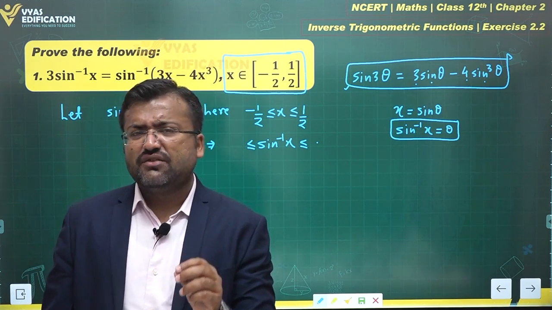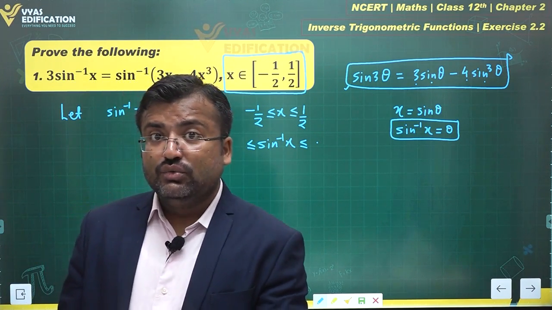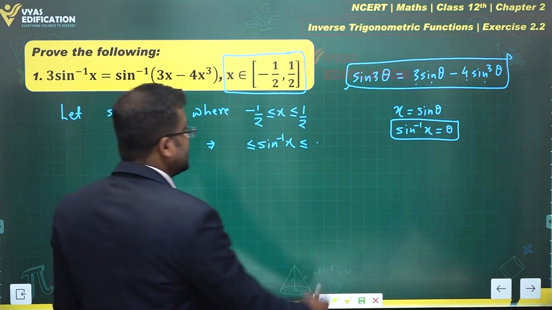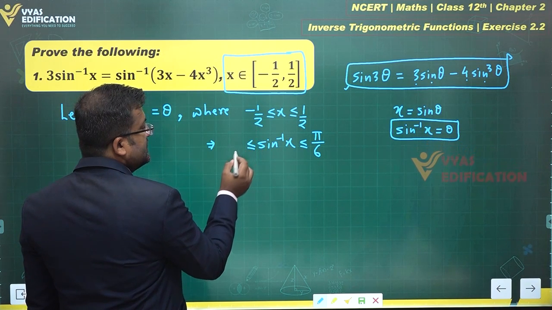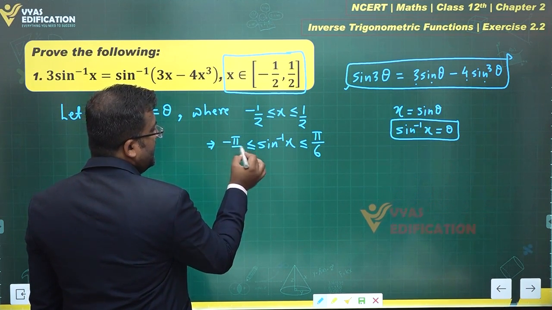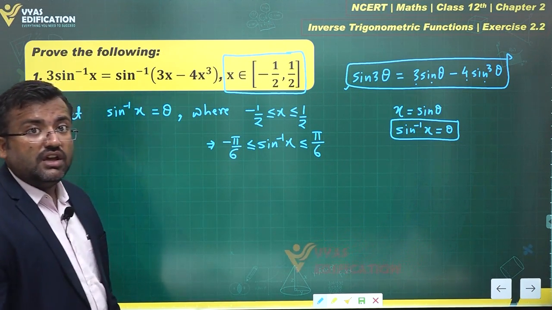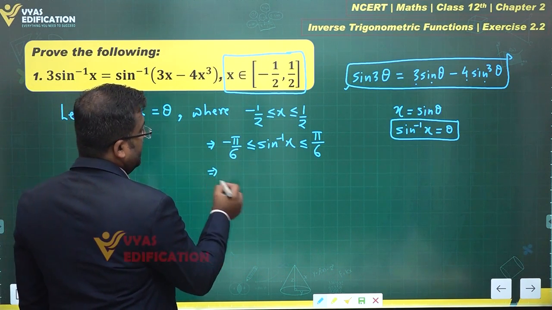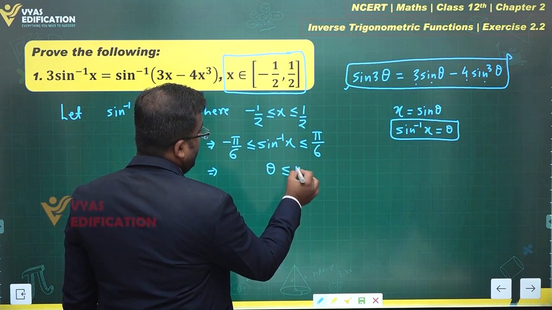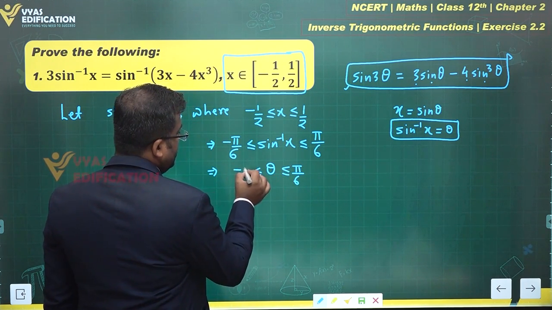What is the value of sine inverse 1 by 2? Sine inverse 1 by 2 is simply pi by 6. And what is sine inverse minus 1 by 2? This is minus pi by 6 over here. So now we are aware of the values of theta as well. Therefore, theta is less than equal to pi by 6 and greater than equal to minus pi by 6.